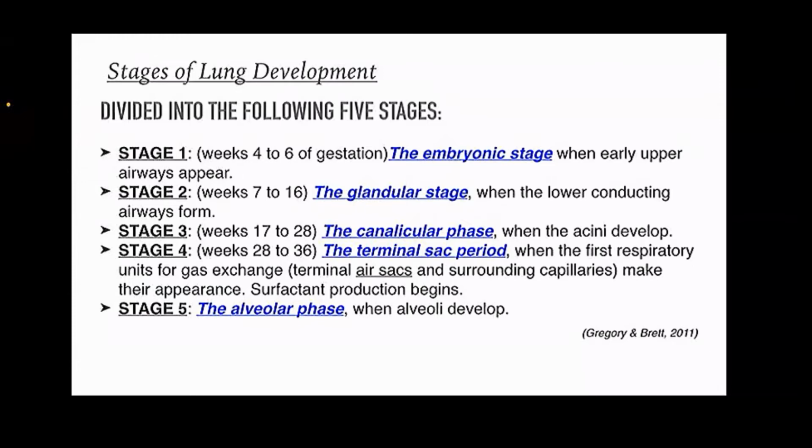In stage 2, weeks 7 to 16, this is referred to as the glandular stage, when the lower conducting airways start to form. Stage 3, or weeks 17 to 28, this is referred to as the canalicular phase, when the acini develop. Stage 4, or weeks 28 to 36, this is the terminal sac period, when the first respiratory units for gas exchange actually make their appearance, and essentially this is where surfactant production begins. Stage 5, this is the alveolar phase or alveolarization phase, if you may. This is when the alveoli, as the name suggests, develop.